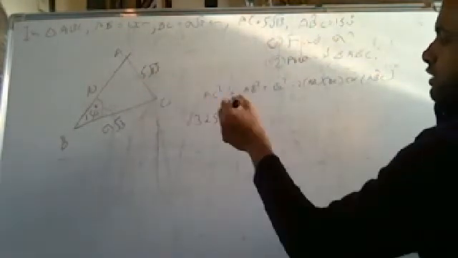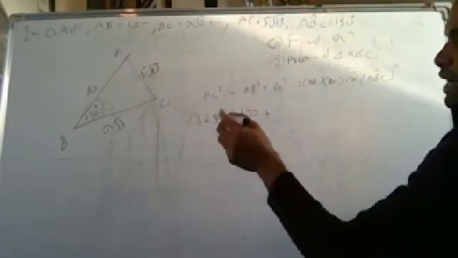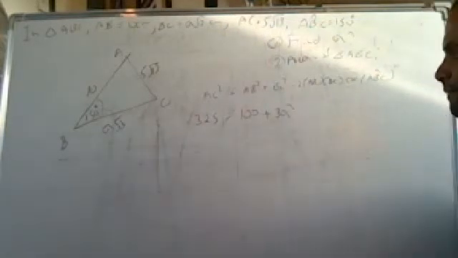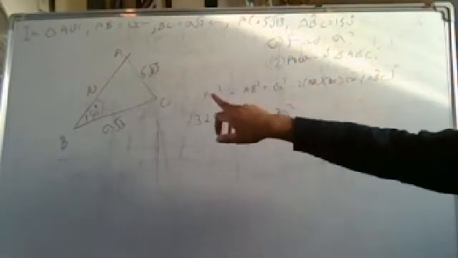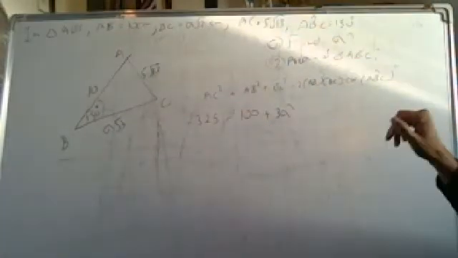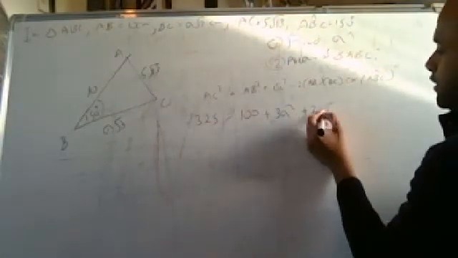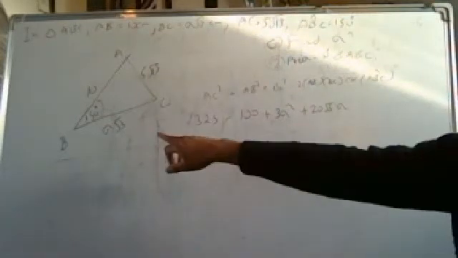AB squared is 10 squared, which is 100. BC squared is a root 3 squared. So a squared is a squared, root 3 squared is 3, so it will be 3a squared. And then 2 times AB times BC. So AB times BC is 10 root 3 a. So 2 times that will be 20 root 3 a. Okay, so it's 10 times a root 3 and double it, so that will be 20 root 3 a.